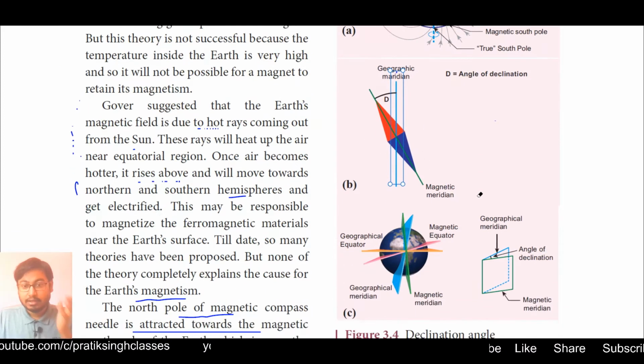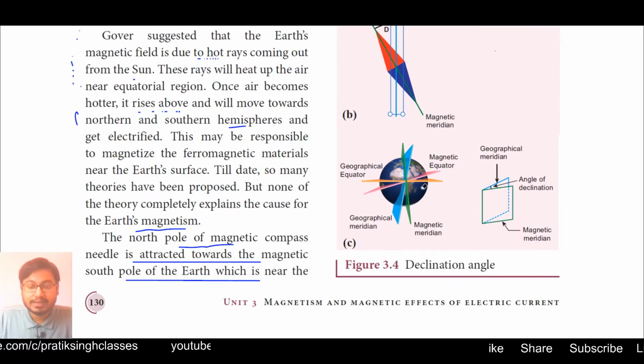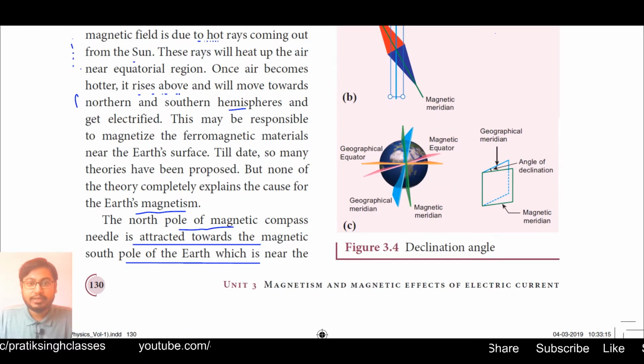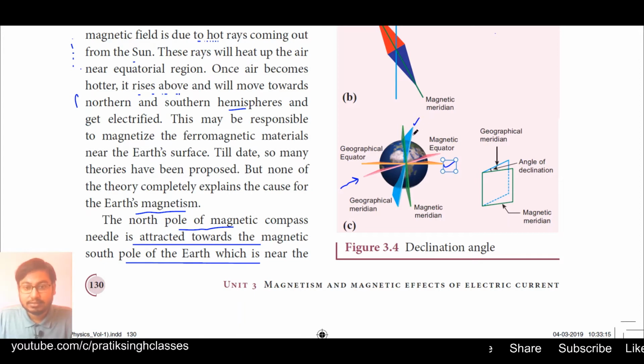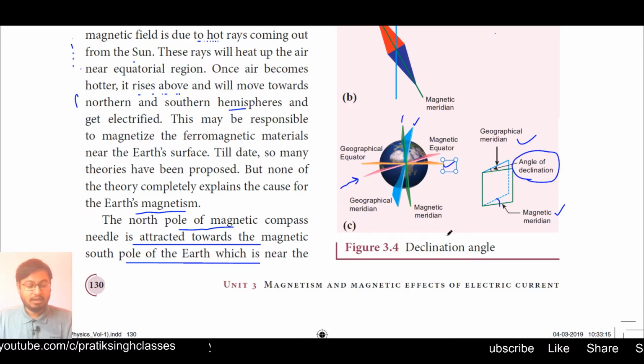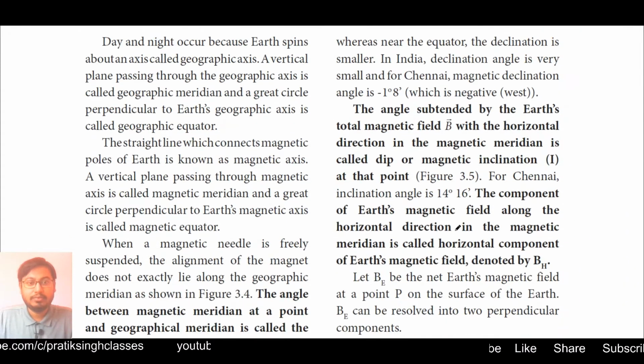Now you see in figure C what is given here. We have the geographical equator like this, but the magnetic equator is this one. Then this is the geographical axis and this is the magnetic axis. As you can see, the angle between the geographical meridian and the magnetic meridian is called the angle of declination. All right, fine. Moving forward.